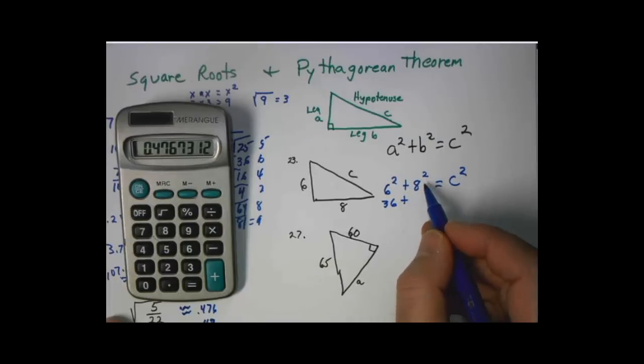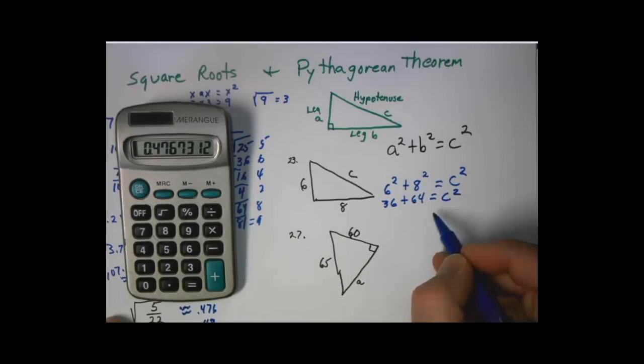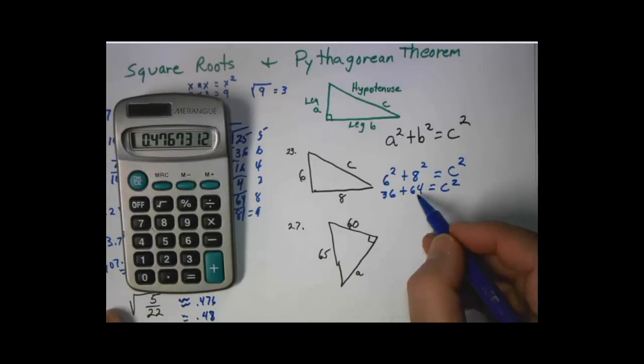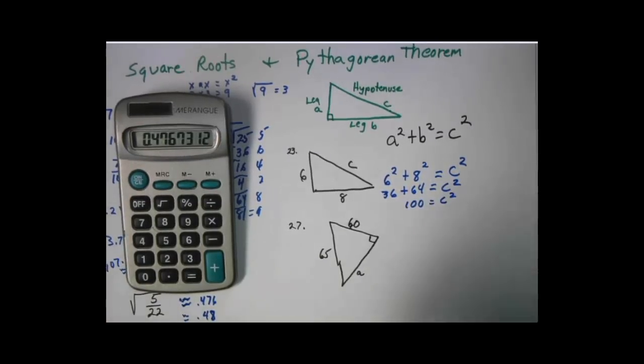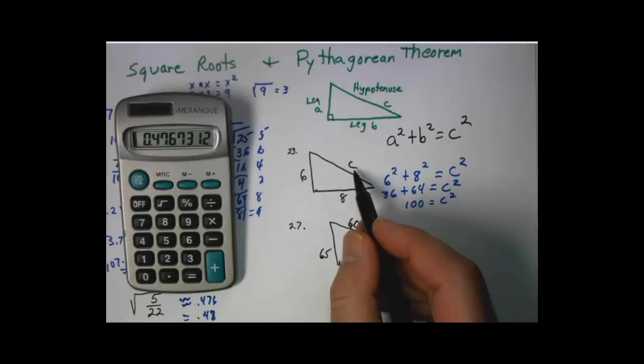I'm going to add it to 8 times 8, which is 64, and that's going to equal c squared. Well, 36 and 64 is 100, and that's still going to equal c squared because I didn't do anything with that, I just dropped it down. Well, I don't want c squared, I want c.